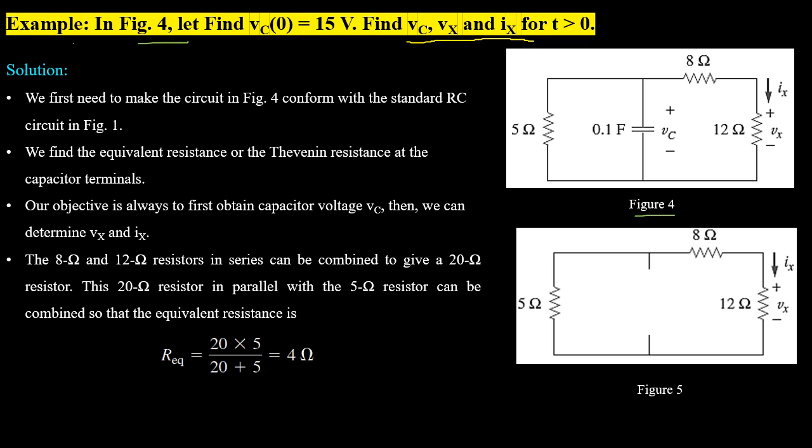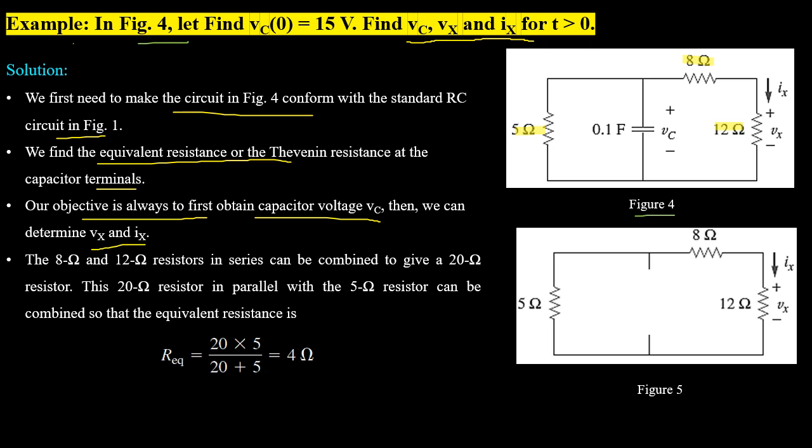And this doesn't conform with the standard RC circuit. Now in order to change into a simple RC circuit, we will find the Thevenin equivalent circuit at the terminals of the capacitor. And with this Thevenin equivalent resistance, we will transform our given circuit into a simple RC circuit. Once we have the relation for voltage across the capacitor, then we can easily determine other required variables Vx and Ix.